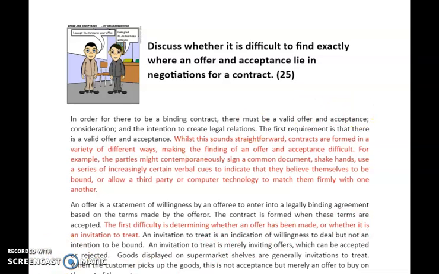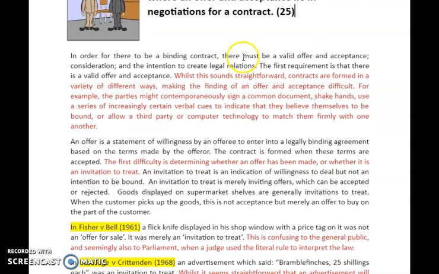So if we take a look at this answer then, it starts off with an introduction, and it's always nice to refer to the question in your introduction. So in order for there to be a binding contract, we have to have a valid offer and acceptance, consideration and intention to create legal relations.